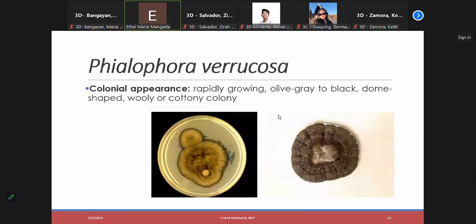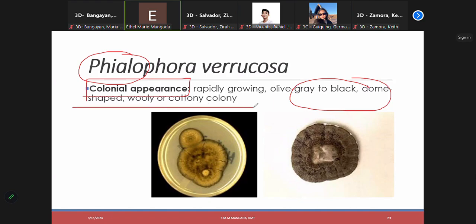So first, microorganism causing your chromoblastomycosis is your Phialophora verrucosa. Phialophora, tandaan natin yung phialides. Okay? First, yung itsura po nila sa ating culture media. The colonies, they are olive gray to black, dome-shaped, woolly, or cottony. Okay? May umbok o kaya they're cottony. Black yung kulay or gray kasi nga they are dematiaceous. Pigmented po yung kanilang hyphae.